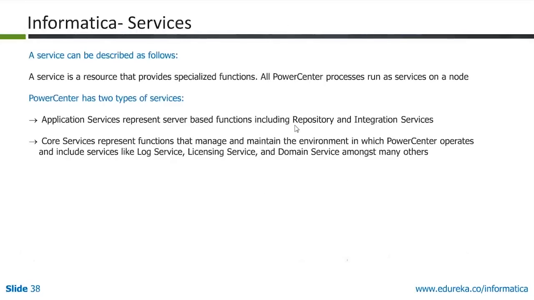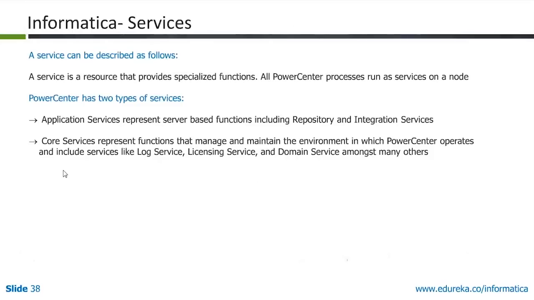As I said, those are two mandatory services. Core services represent functions that manage and maintain the environment in which PowerCenter operates. So we have two sets of services. One is application services, which facilitate the application or the ETL activities: the repository and integration services. The others are the helper services for them, right? Those are called core services, which do not feature in creating or executing an ETL job, but help in different ways while we are executing the ETL job.